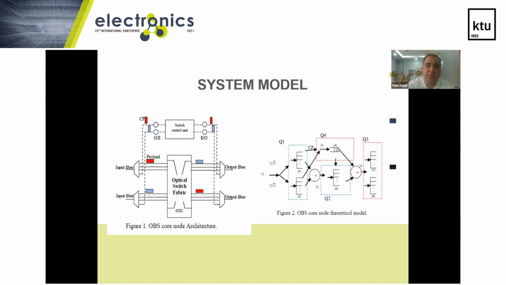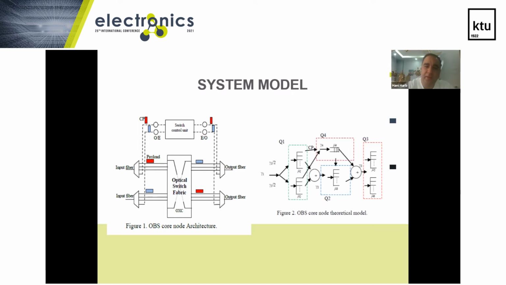This is the optical burst switching core node architecture, which consists of the incoming DMUX at the left, then the optical cross connect, the switch control unit, and the outgoing DMUX. As we see from figure 1, the control, which is in red, is separated from the payload, and they are sent separately.